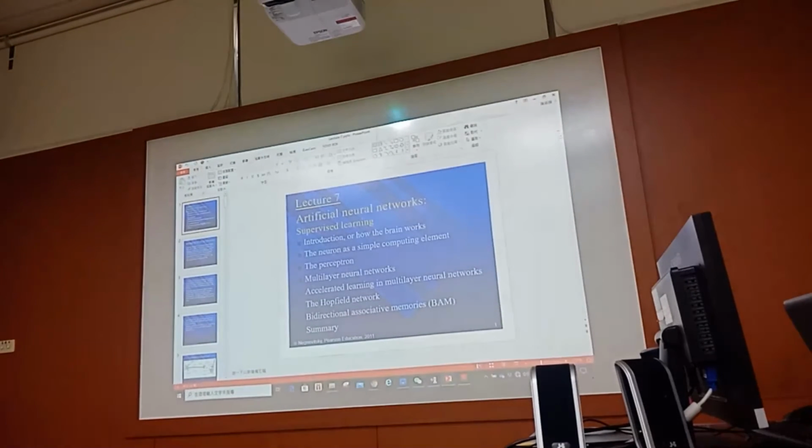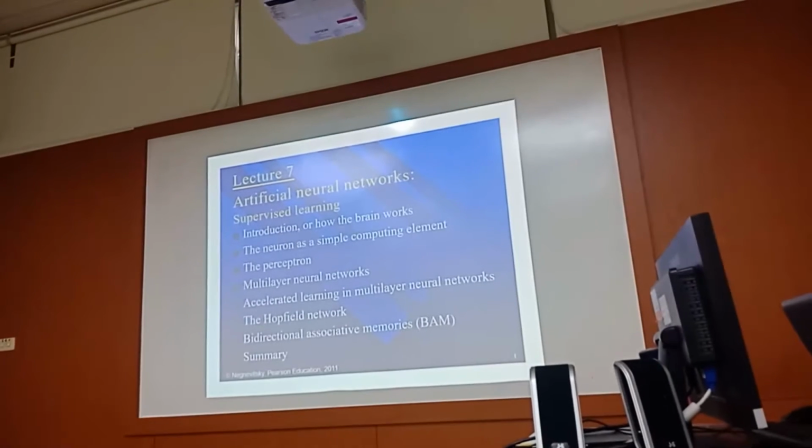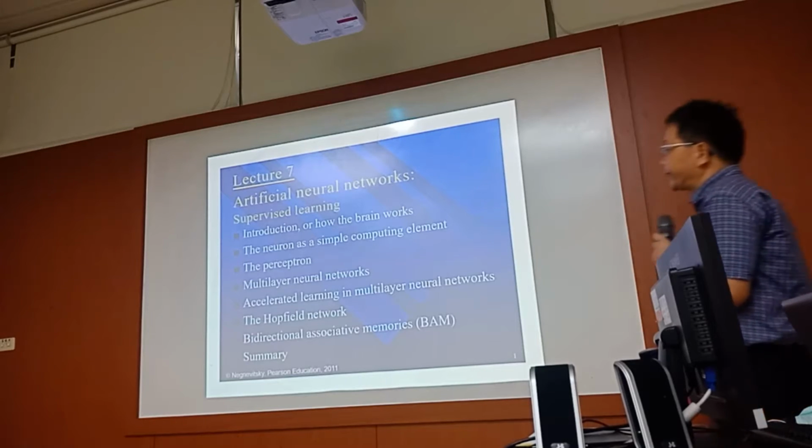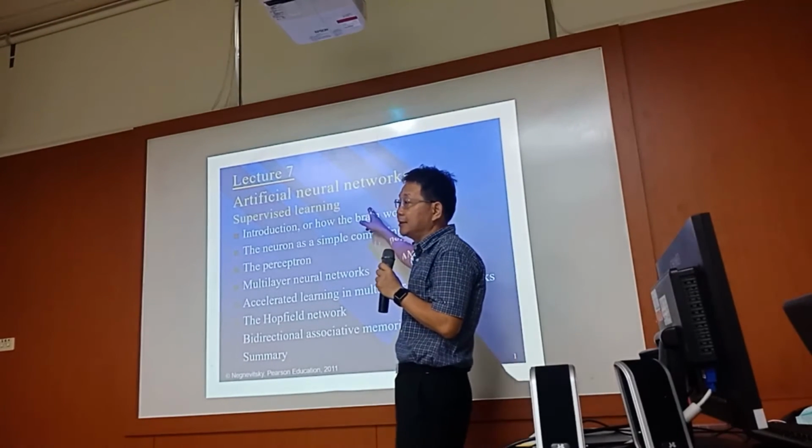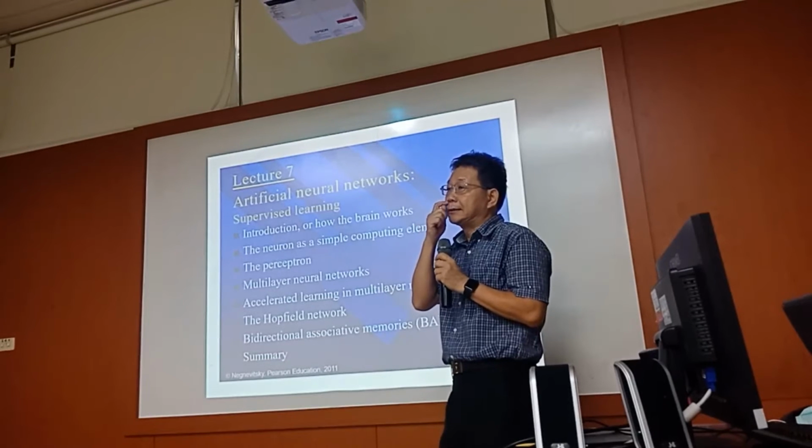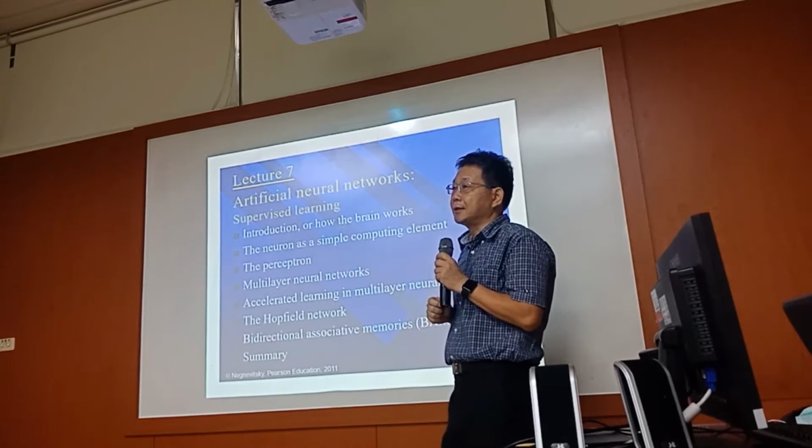Okay, and then we go back here, learning about the artificial neural network. Like machine learning, we have two types. One type we said is supervised learning. Another type is unsupervised learning.